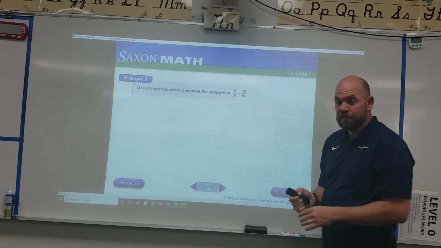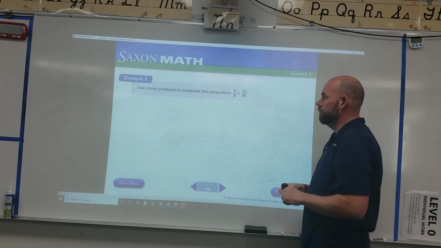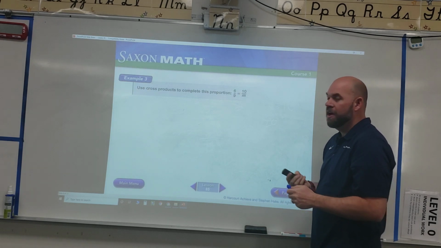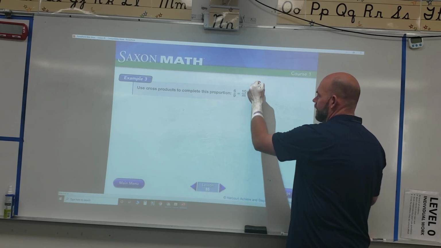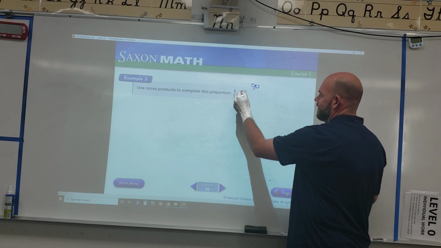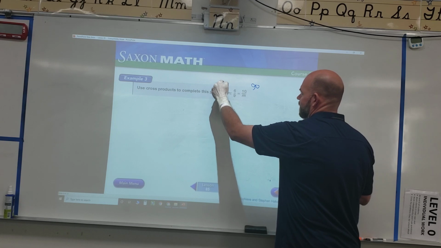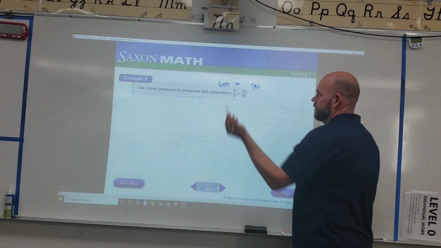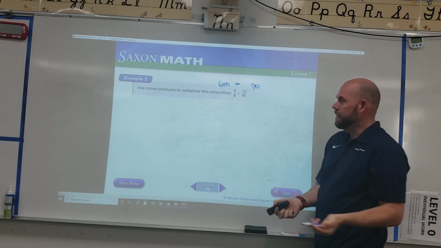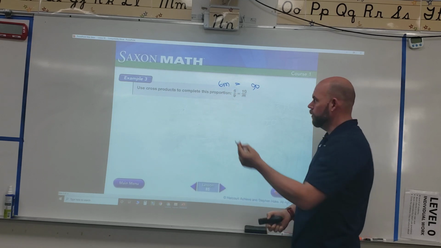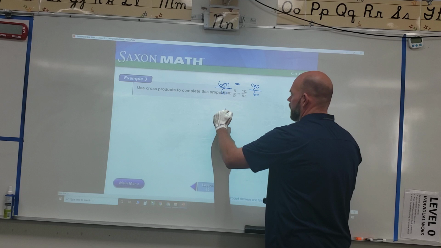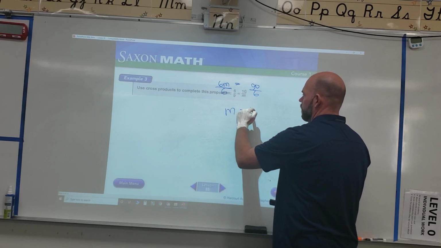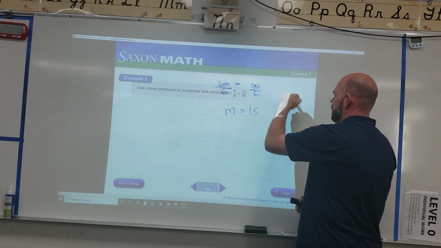Now remember, we did this last time in doing our proportions, but this time we're going to use cross multiplication. So 9 times 10 is 90, and 6 times m is 6m, and now we can just say 6m equals 90. Now we need to get that m by itself, of course, so we divide by 6 and divide by 6, then we get m equals 15, I believe that's right.